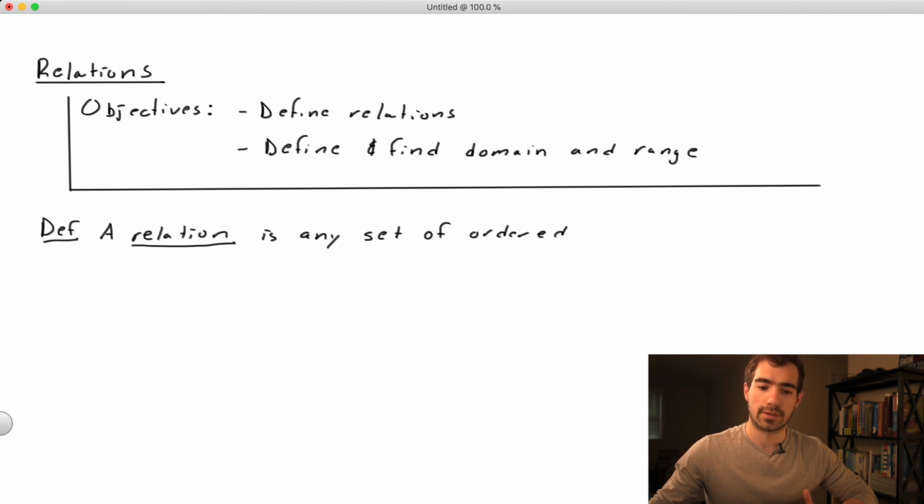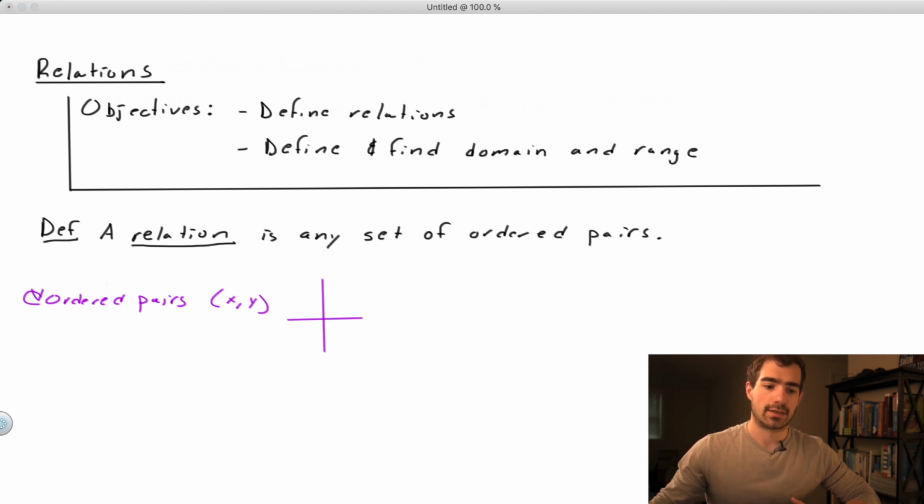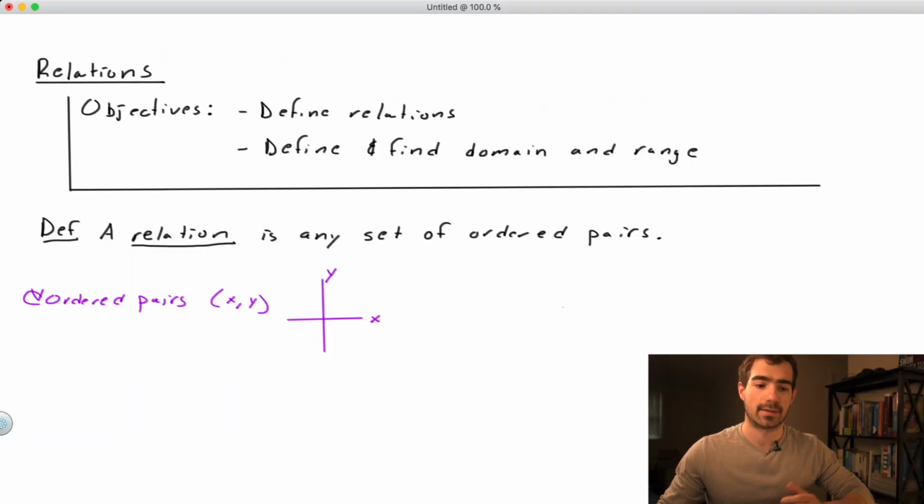Now, ordered pairs you might be familiar with already, right? We use ordered pairs (x, y) to represent different coordinate points on a Cartesian coordinate plane. So the horizontal axis here is all the x values, and the vertical axis here is all the y values. And if we have a coordinate of (10, 5), that means we're going 10 steps to the right and 5 steps up along this coordinate plane. And that's really all that means.